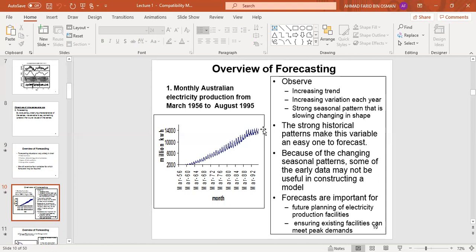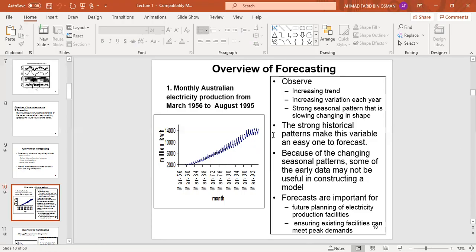In this case, it is sufficient to rely on the past historical pattern of the series in order to produce a good forecast of the same series. Because of the changing seasonal pattern, some of the early data may not be useful in constructing a model, especially an additive model, but certain techniques allow for this kind of changing pattern in seasonal variation. For example, multiplicative decomposition, which we will discuss later.